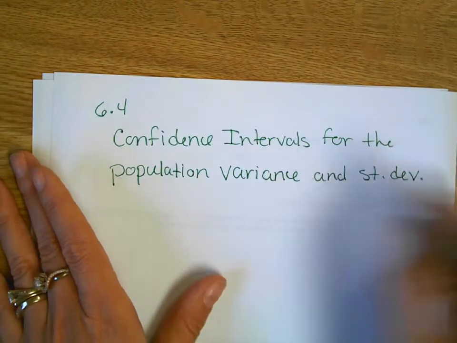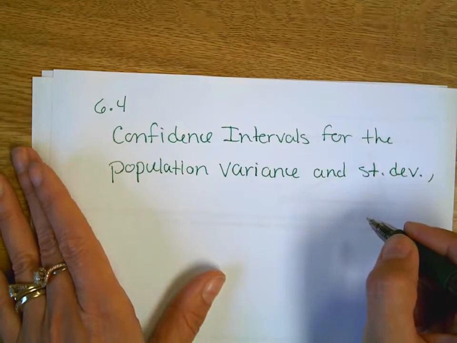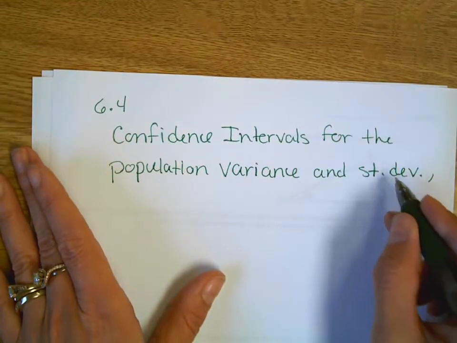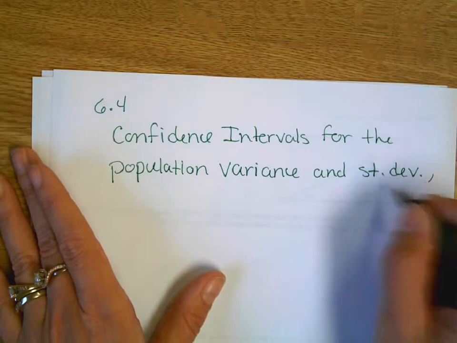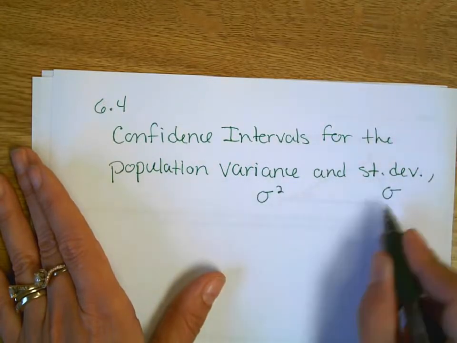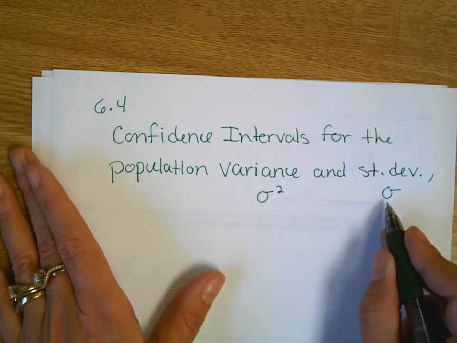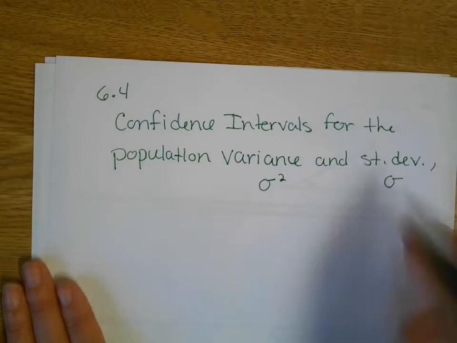The symbols for population variance, do you remember? No. What's the symbol for population standard deviation? This one you should know. Yep. It's sigma squared. So those are the two symbols that we are finding the confidence intervals for. Okay.